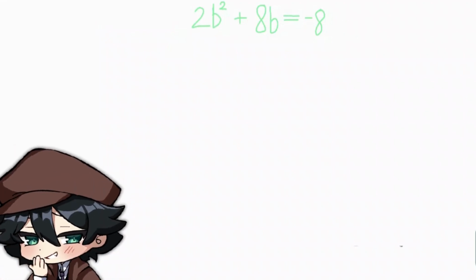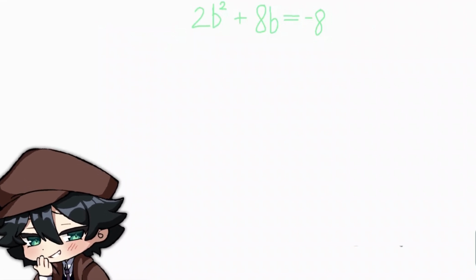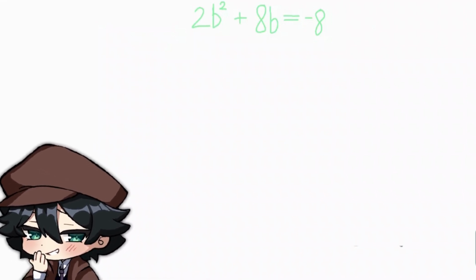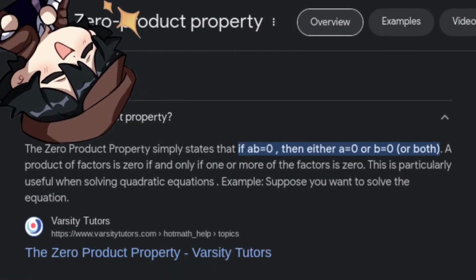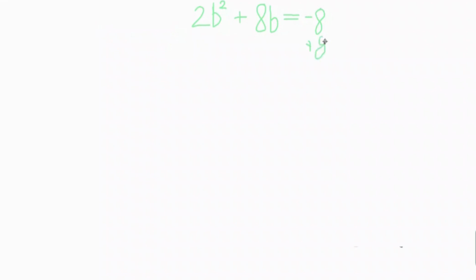The zero product property states that if A times B equals 0, then either A or B equals 0. How are we going to do that? Well, firstly, let's look at the number. This is negative 8. You kind of already know where we're getting at with this. We're just going to add 8 to get it to equal 0. But you also have to do whatever you do to this side to the other side, so we're also going to add 8 here.